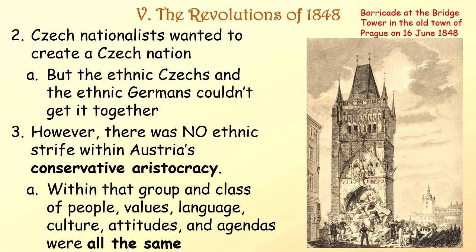However, on the other side, there was no ethnic strife within Austria's conservative aristocracy. Within that group and that class of people, values, language, culture, attitudes, and agendas were all the same.